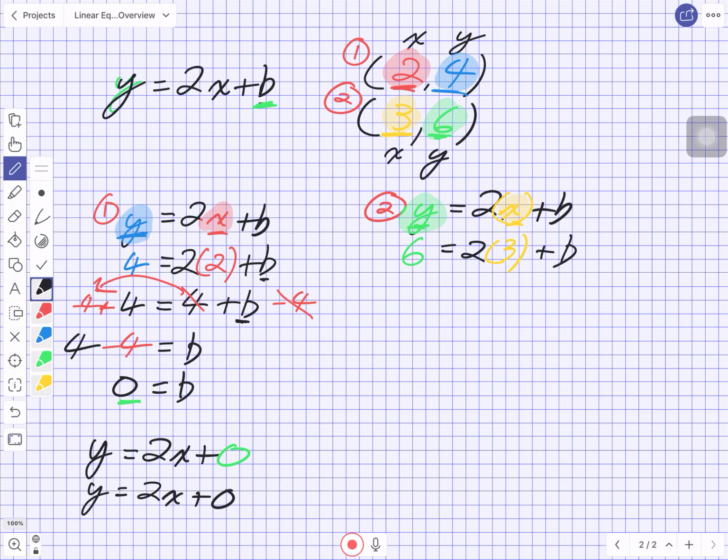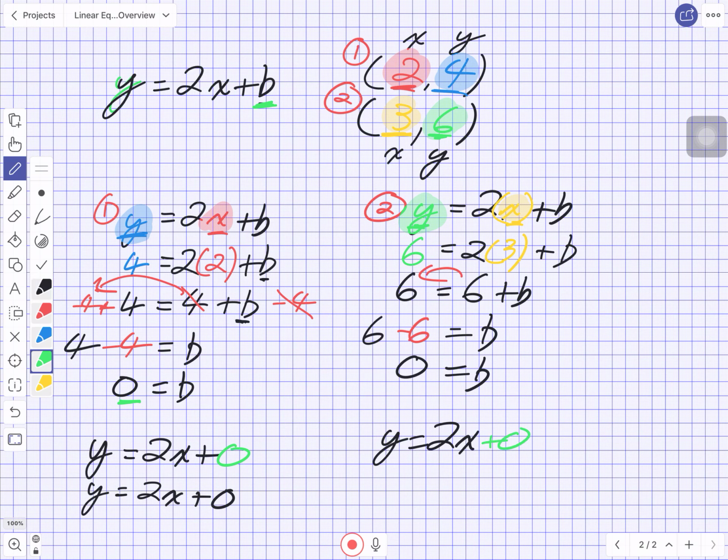Okay, let's calculate and see. 2 times 3 is going to give us 6. We have 6 on this side plus b. Exact same thing we did on the other side. We're going to move this 6 over. So you get 6 subtract 6 is equal to b. And lo and behold, 6 minus 6 is 0. Our b value is 0 again. So our equation is y is equal to 2x plus 0. So great. Didn't matter which equation we plugged in, we got the exact same answer in the end.